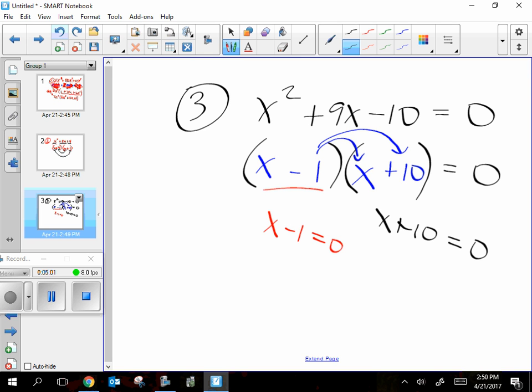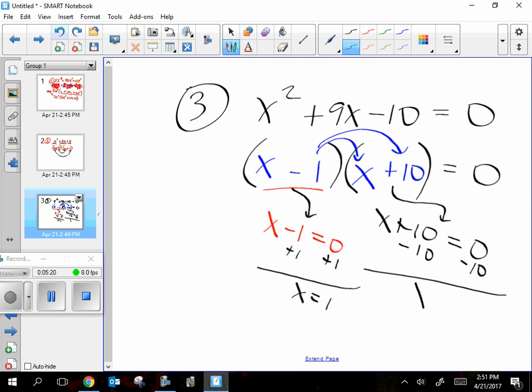equal to 0. I said something today that seemed to stick in the kids' heads, and that was these guys climb out of their cave, kind of like a bear climbs out of its cave, and then we set it equal to 0. Now I'm going to solve these two little mini equations, and I'll be done. Plus 1, x equals 1, and minus 10, x equals negative 10. So positive 1 and negative 10 are my two answers to this equation.